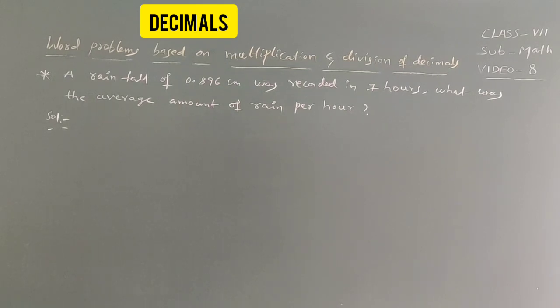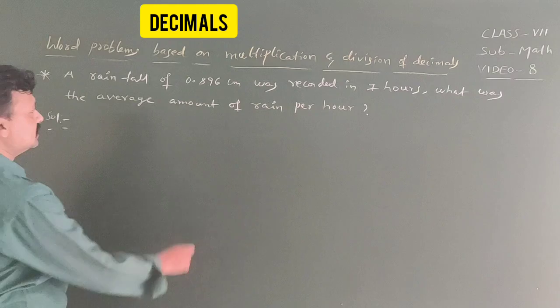Here, rainfall of 0.896 centimeters was recorded in 7 hours. Means total rainfall in 7 hours is given. Now we need to find the average amount of rain per hour. Here also they give more and ask for less. Recorded rainfall in 7 hours they gave. We need to find the rainfall in 1 hour, the average amount of rainfall.